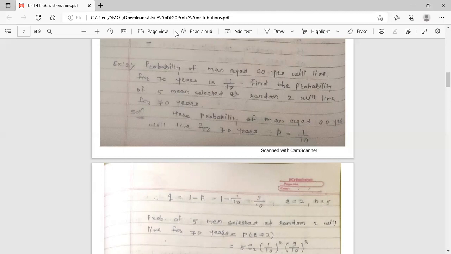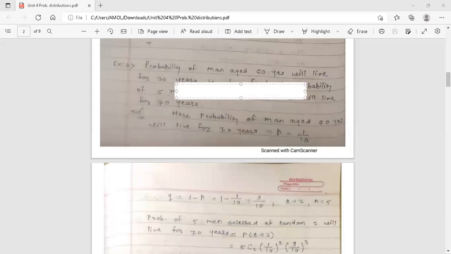Here there is one correction. The spelling of men is wrong here. Men. 5 men selected at random, 2 will live for 70 years.